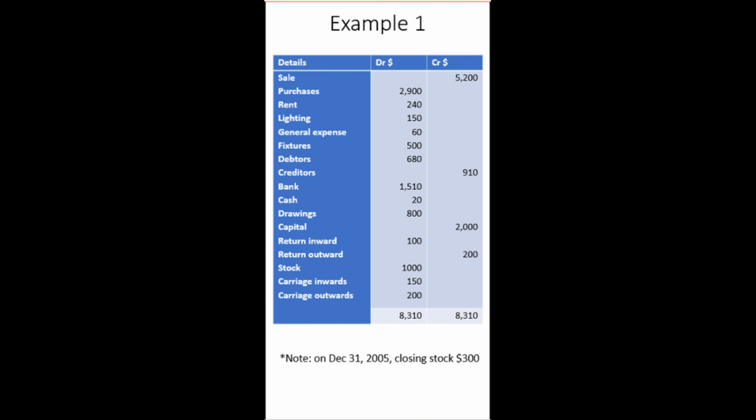So here's an example, a trial balance. We have that was extracted: sales, purchases, rent, lighting, general expense, fixtures, debtors, creditors, bank, cash, drawing, capital, return inwards, return outwards, opening stock, carriage inwards, carriage outward, and a closing stock of $300. So we have to prepare the vertical style trading account.